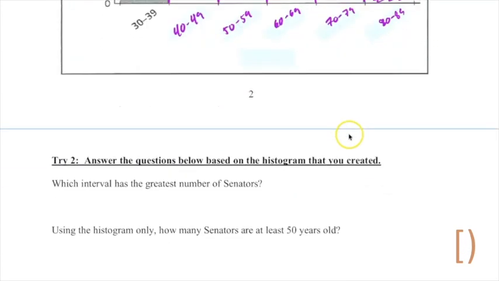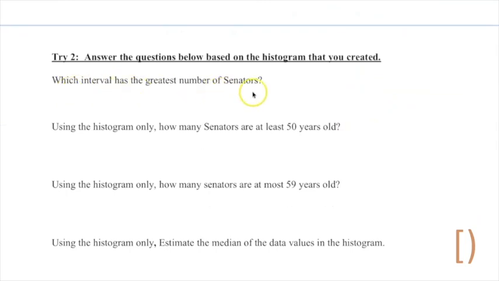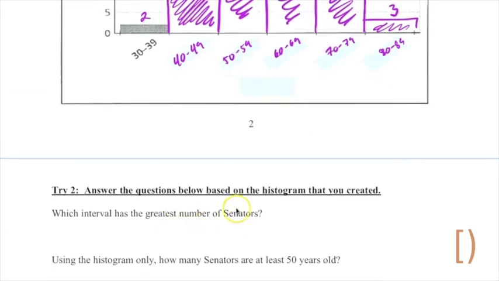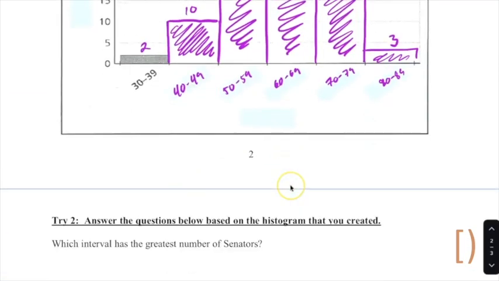And now that we have it, we can use it to answer a couple questions. What interval has the greatest number of senators? That's the most. What's the most often? That would be 60 to 69.